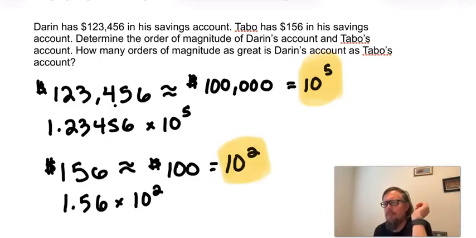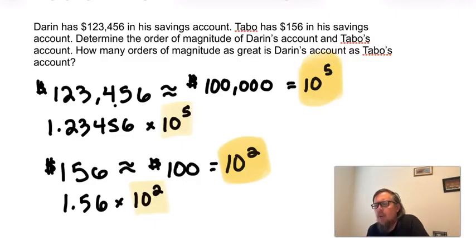But if you're uncomfortable with the rounding and you're like, I don't want to round, I want an exact answer, turn it into scientific notation, and then we just want the order of magnitude, just the times 10 to whatever power. So this is the order of magnitude. Darren's order of magnitude is 10 to the 5th. Tabo's is 10 to the 2nd.